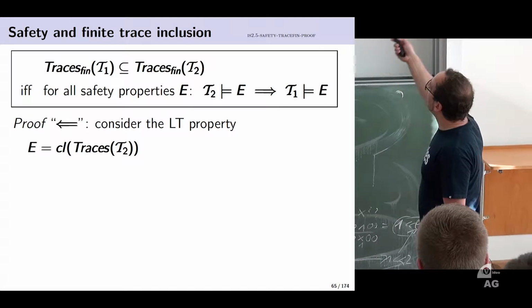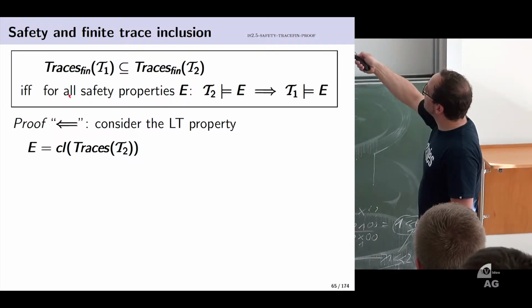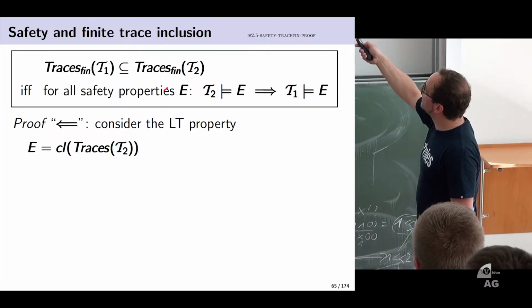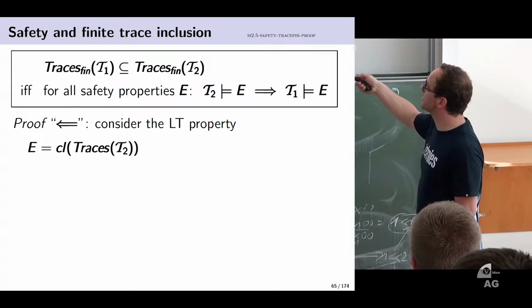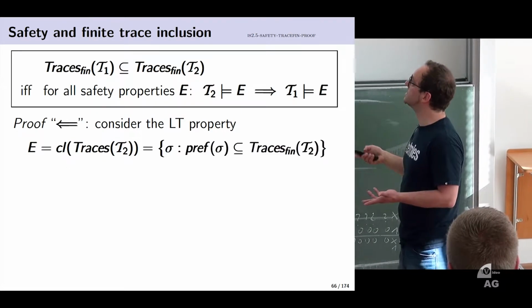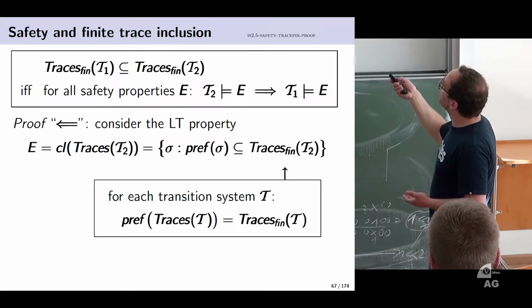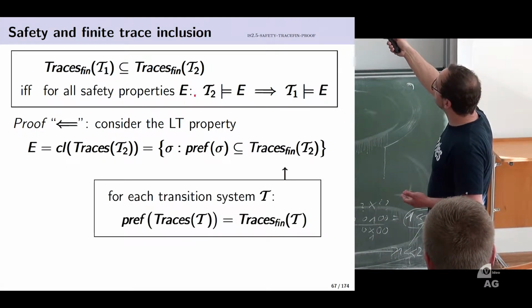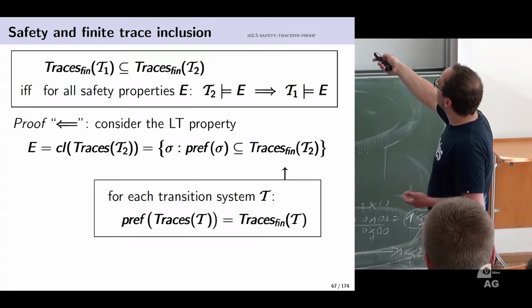And in order to apply this on the right-hand side, we have to first show that it's a safety property, right? Because we can look at it, but it's not directly obvious that it's a safety property. But in order to actually use this, we need that it's a safety property.